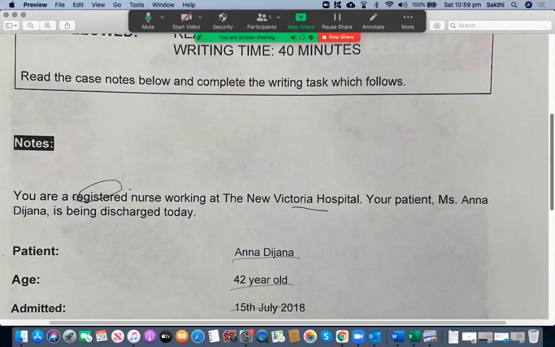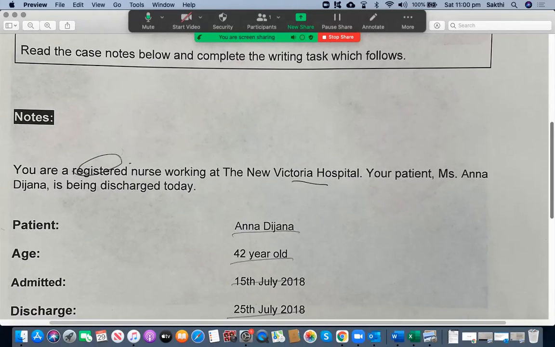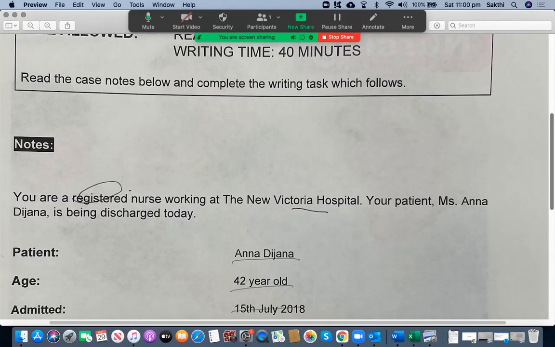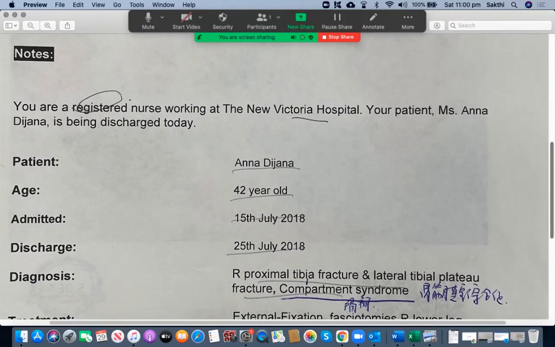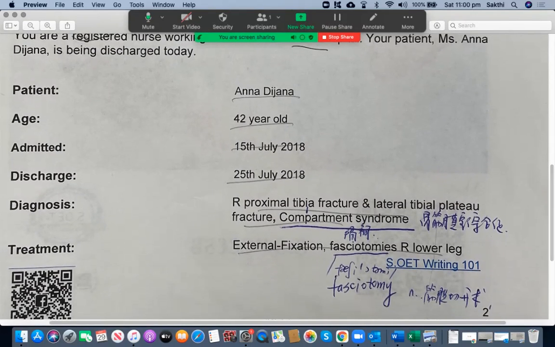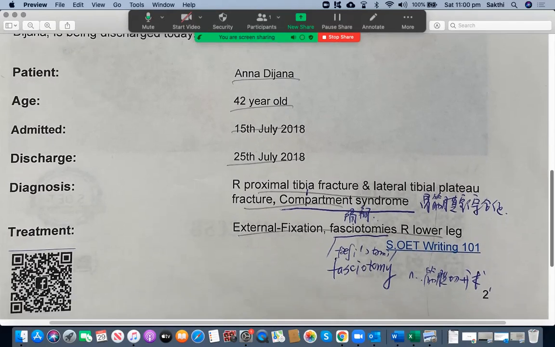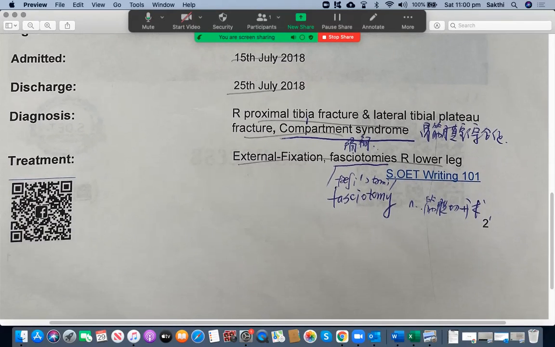Okay, so you are a registered nurse working at the New Victoria Hospital. Your patient, Miss Anna Dijana, is being discharged today. So that's Anna Dijana, 42 years old, 15th of July, 25th of July, 2018. That's good. Right proximal tibia fracture, lateral tibia plate fracture, compartment syndrome. Yeah, all good. So she has included all these things. I'm happy with that. And these are the treatments she has undergone. So that's good.